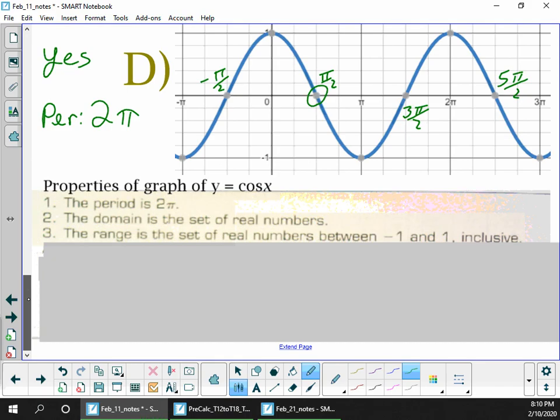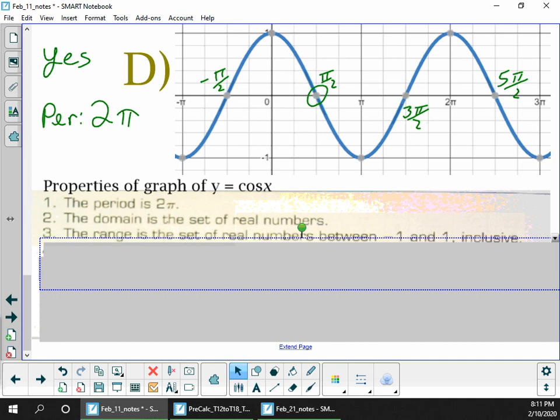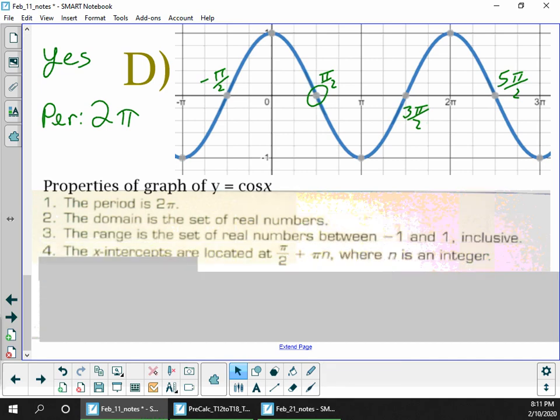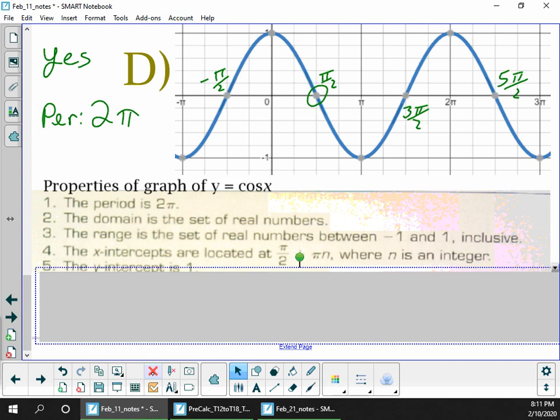Well, what are its properties? The first 3 are identical, and that's kind of what I was talking through there when I thought maybe it was a sine. The period is 2 pi, the domain is all real numbers, and the range is between -1 and 1. But then it fell apart when we looked at the zeros. The x-intercepts are located at pi over 2 plus pi n, where n is an integer. So every pi, we're back at a 0. The y-intercept is at +1 for a cosine. Well, think about that. What is the cosine of 0? Use your unit circle sheet if you have to. Cosine of 0 is 1.